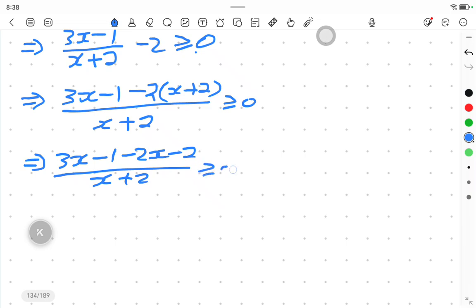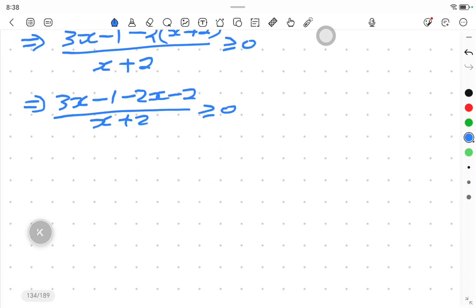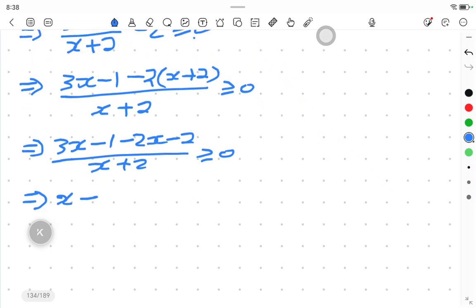And then if we check this, this is going to be 3x minus 2x. This is x minus, then this is 2, that one is 4. This times this will be minus 4. So this will be minus 5 all over x plus 2, which is greater or equal to 0. I'm sure we see this.